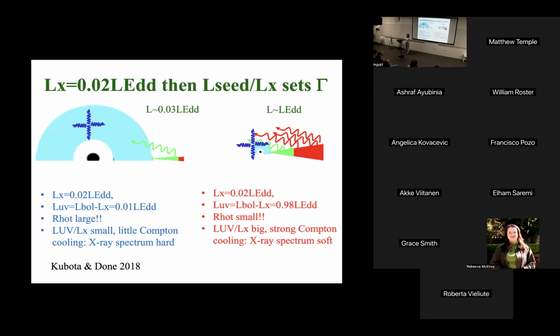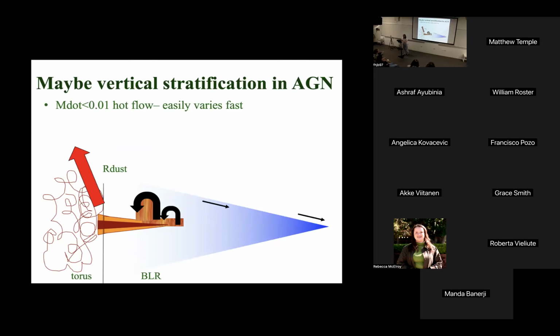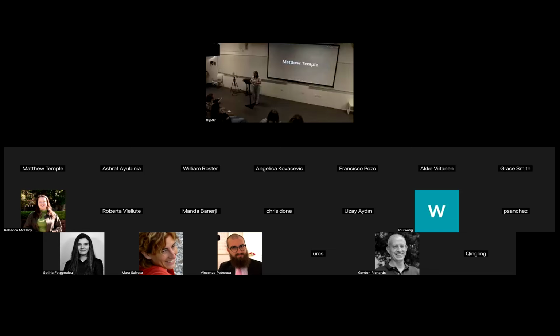If you're at 3% of Eddington and you're putting 2% of Eddington into your hot Comptonized accretion flow, you don't have very much energy left for the UV. So your spectrum is very hard and your UV is roughly about the same level. If instead we're at Eddington and we put 2% of Eddington into the hard X-rays, there's 98% in soft X-rays, there's a lot of Compton cooling, and our spectrum is soft. And so we can put that together into these models.